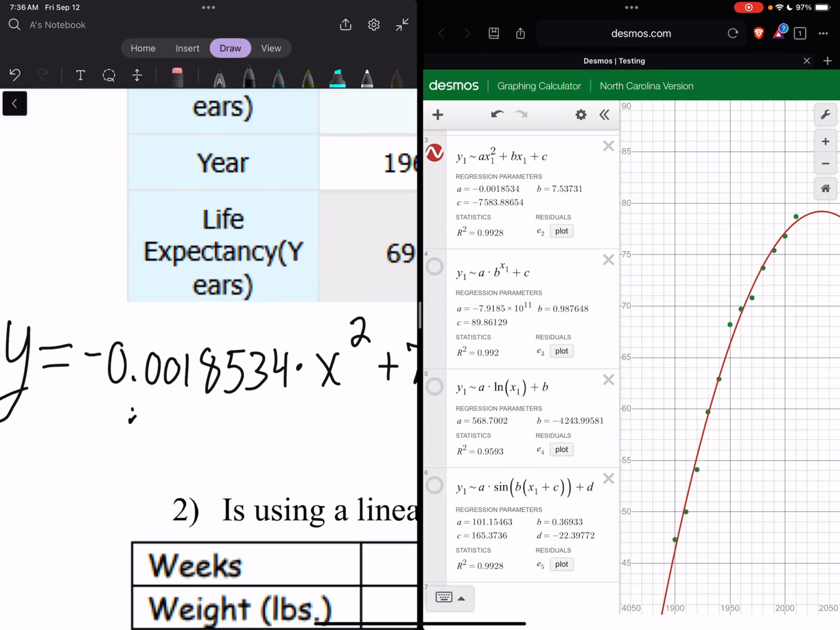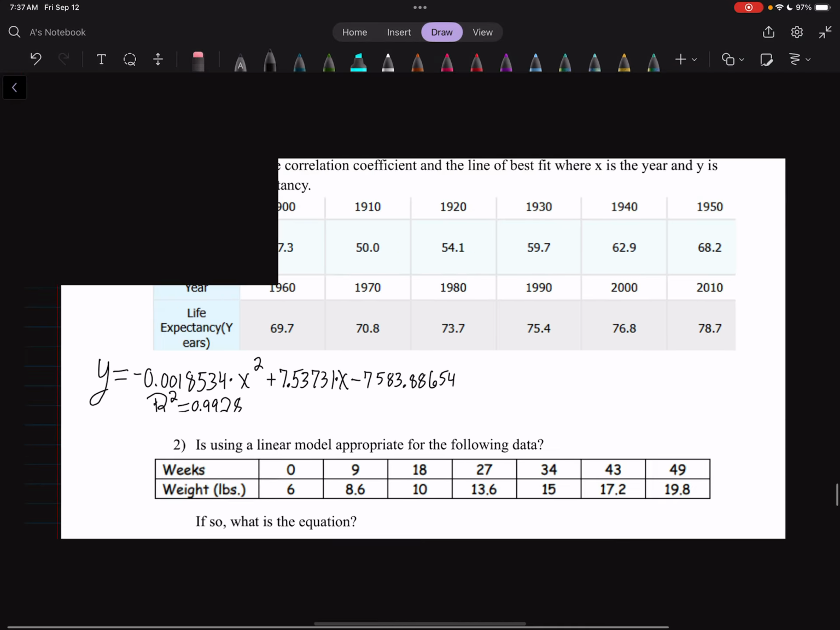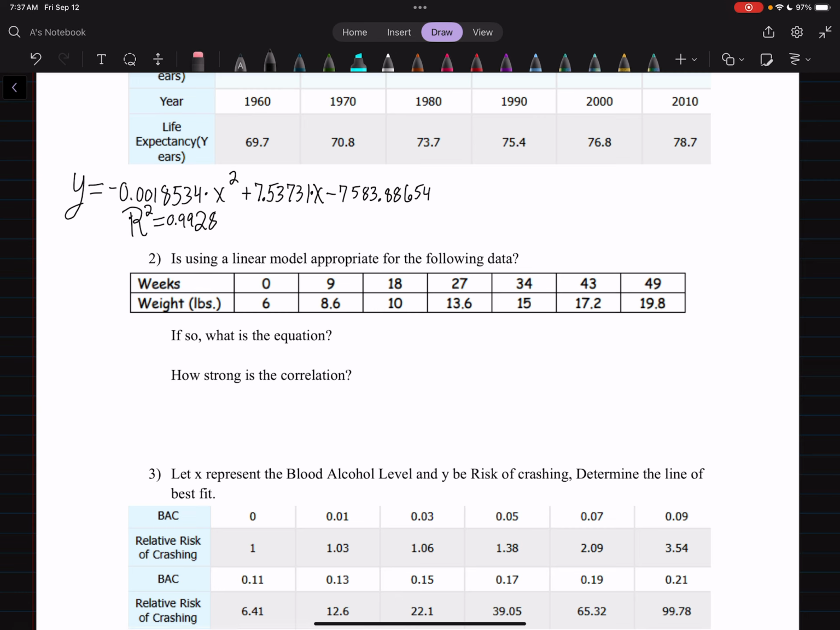Now what is the strength? Well, r squared is equal to 0.9928. This is a very strong line of best fit. If the r squared value is 1, it is perfect.